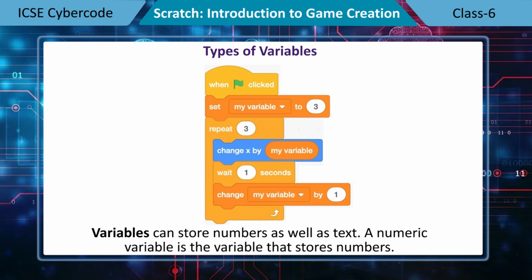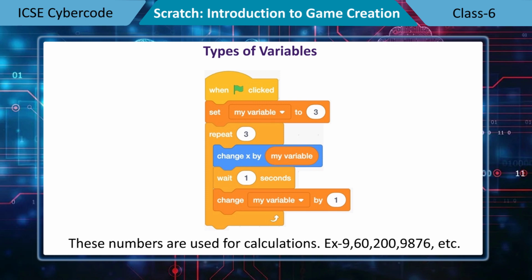A numeric variable is a variable that stores numbers. These numbers are used for calculations. X9, 60, 200, 98, 76, etc.